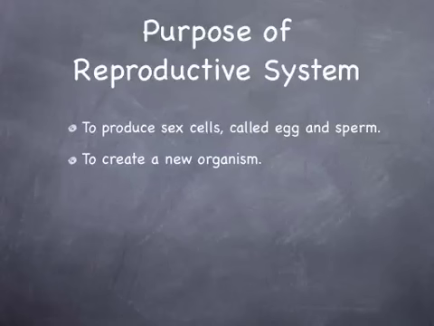The purpose of the reproductive system. There are two purposes of the reproductive system. One purpose is to produce something called sex cells. In a female, the sex cell is called an egg. In a male, the sex cell is called a sperm. The other purpose of the reproductive system is to create a new organism.